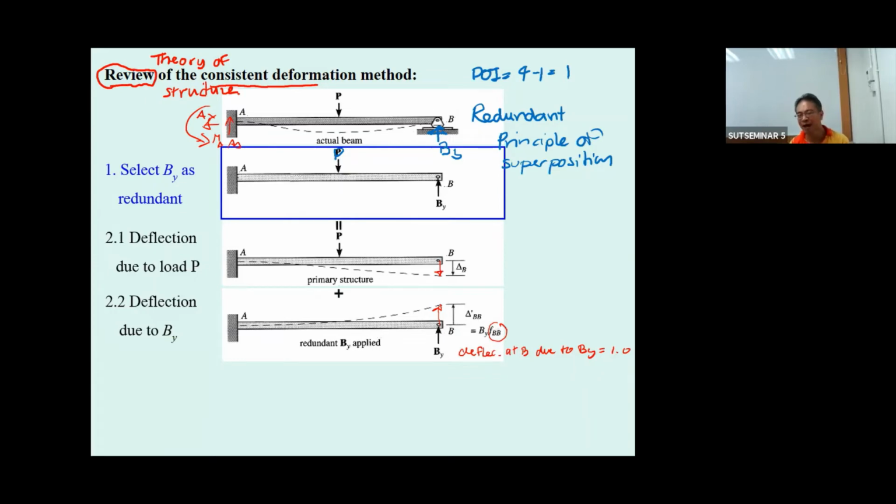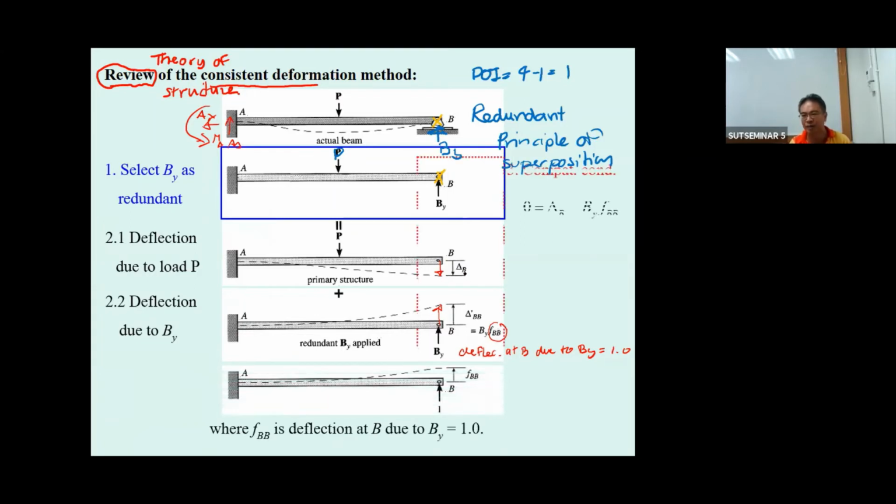And since B sub y is set to be 1, if B sub y changes to any value, just multiply B sub y with the F sub BB. And now we can see that this one and this one have 0 deflection. This one has delta sub B, this one has B sub y, F sub BB. If you put downward as positive, this is going to be 0. This is downward is positive, and this upward is going to be negative. And then you rearrange it, and you can determine the redundant force.